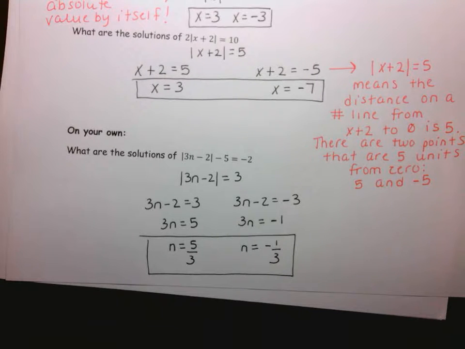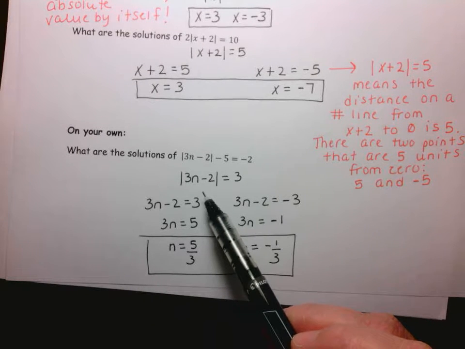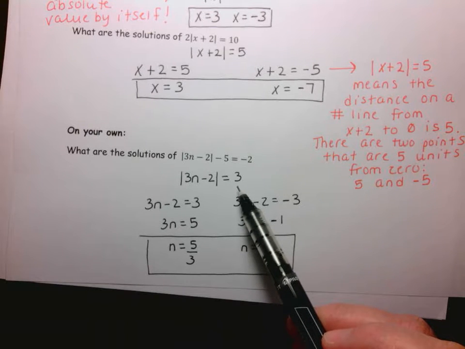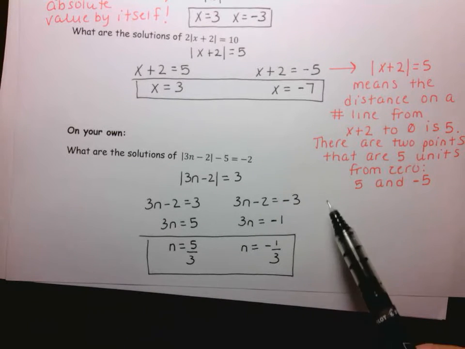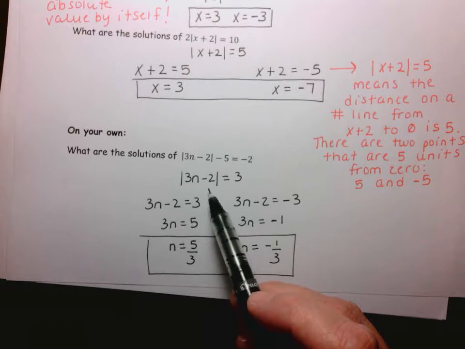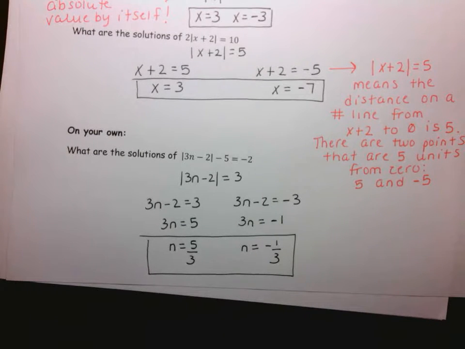And let's think about why I need to do that, because what is this saying? This is saying that the distance on a number line from 3n minus 2 to 0 is 3. And there are 2 points that are 3 units from 0, 3 and negative 3. So I have to set them both equal. I have to set this equal to 3, and I have to set this equal to negative 3. And then I need to solve for both.